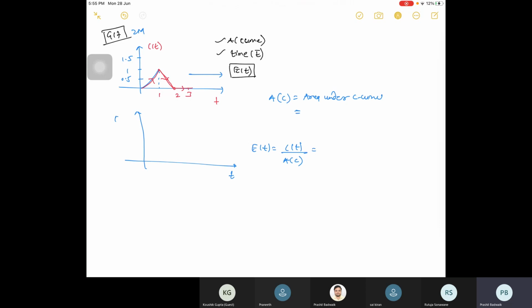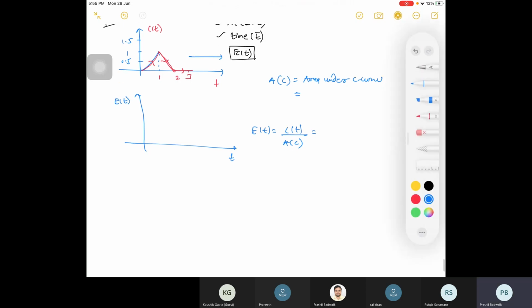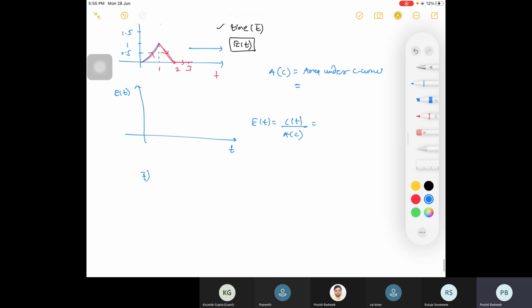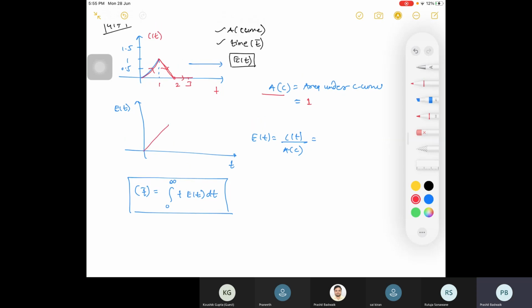You will be having E(t). And the next portion will be your calculation of T mean. How can you calculate? You know what this is? 0 to infinity t into E(t) dt, right? This is your first moment, and that is equal to your mean time. Please draw the graph. What is the area under the curve? 1. So you'll be having the same curve, right? C curve is equal to your E curve.